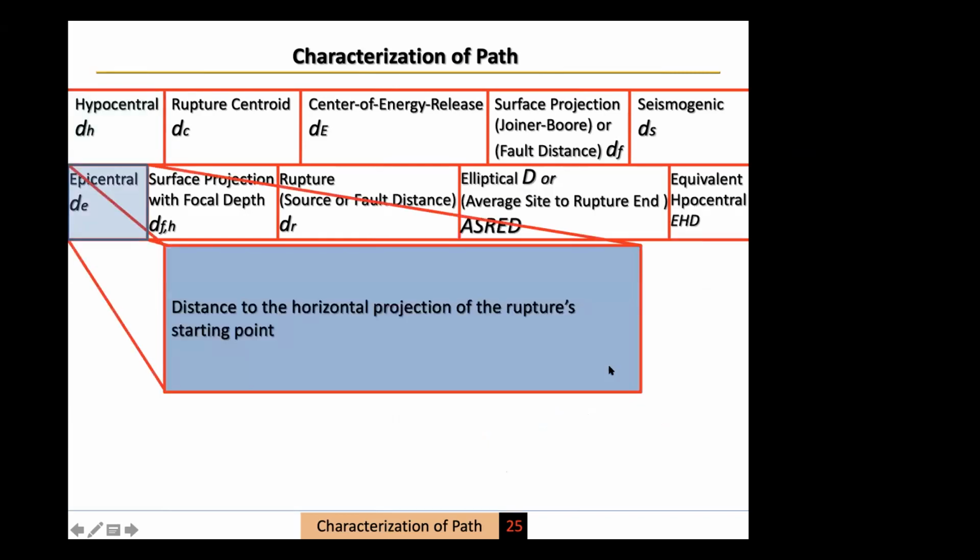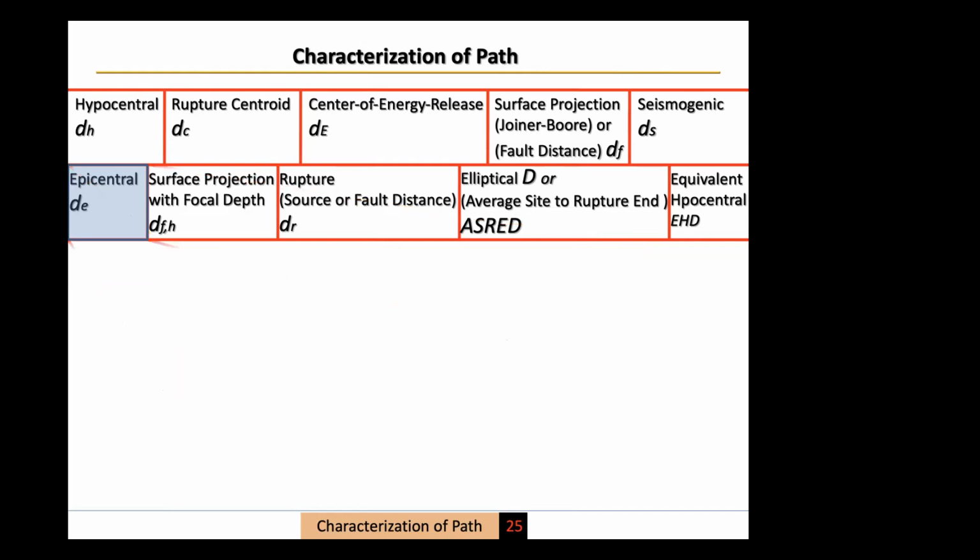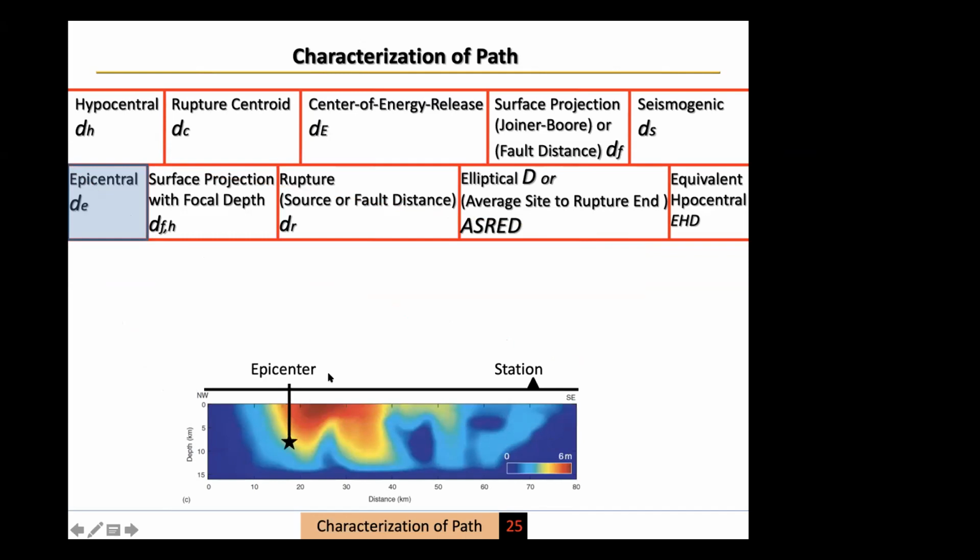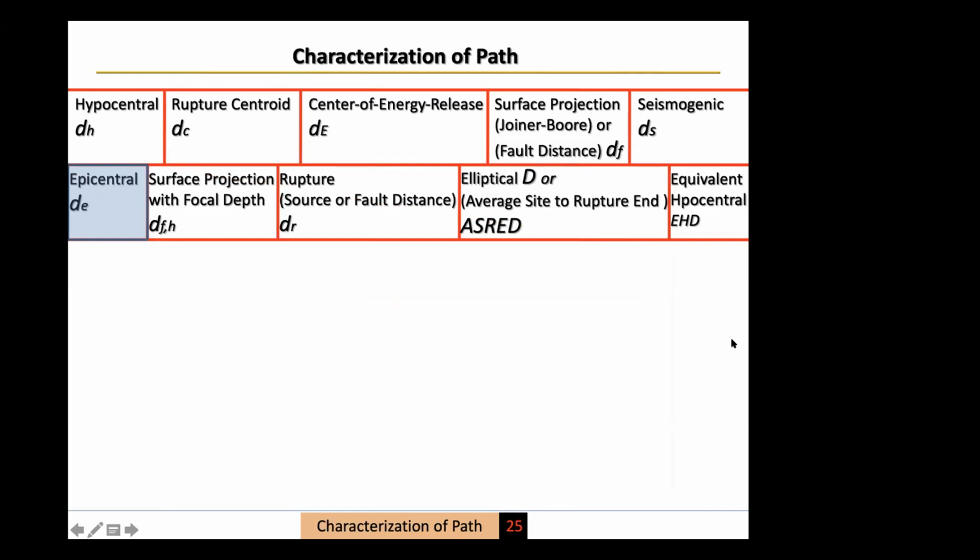Okay, the next and the simplest measure of distance is the epicentral distance, which is the horizontal distance to the horizontal projection of the rupture's starting point. The rupture starting point is the hypocentral location, and when you project it at the surface, this will give you the epicentral distance.